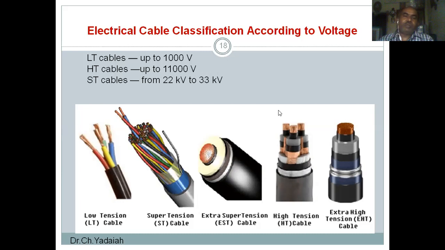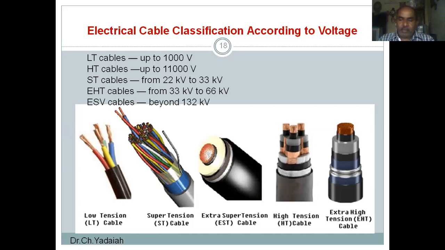Next are the supertension cables, generally used from 22 kV to 33 kV. Another is the extra high tension cables, where the voltage is from 32 kV to 66 kV. And then there are extra super voltage cables, which are beyond 130 kV. That is how cables are classified based on voltages.